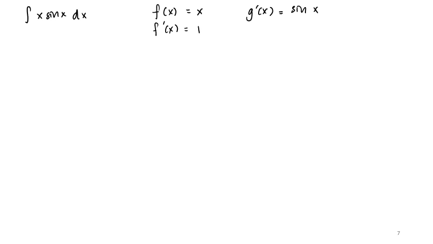Okay, so for this example, integration of x sine x dx. So using the first form of the formula, we need to define what is f(x) and what is g'(x). In this case, our f(x) is x and our g'(x) is sine x. Okay, so when our f(x) is x, our f'(x) equals 1. And if our g'(x) is sine x, then our g(x) is the integral of sine x, which gives us minus cos x.